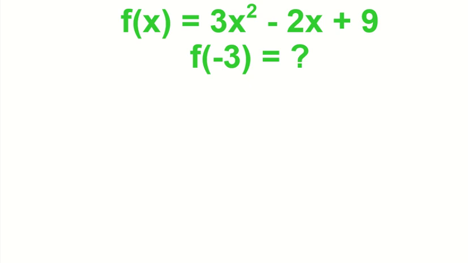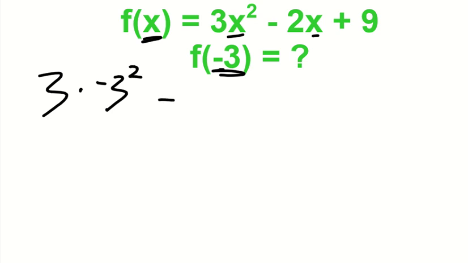All right, who thinks they got it? Dulce? 42 is correct. All right, so like I said, that negative 3 took the place of the x in the parentheses. So that negative 3 is going to take the place of the x in the equation. So we're putting it in those two spots. So we got 3 times negative 3 squared minus 2 times negative 3 plus 9.